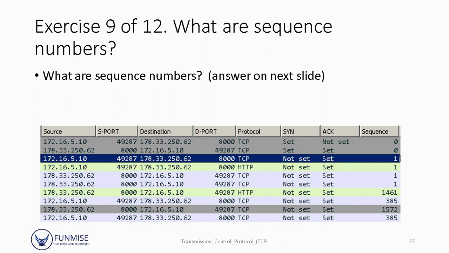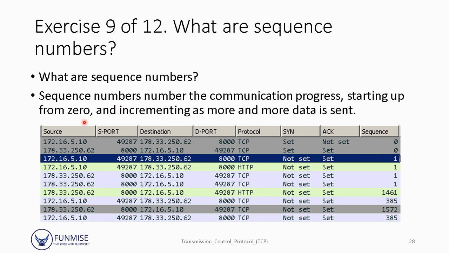Okay, cool. But what are these sequence numbers? The sequence numbers number the communication progress, starting from 0 and incrementing as more and more data is sent. That's why the initial SYN was sent, for synchronize. So for this session, they could synchronize their counting and then count up from there.